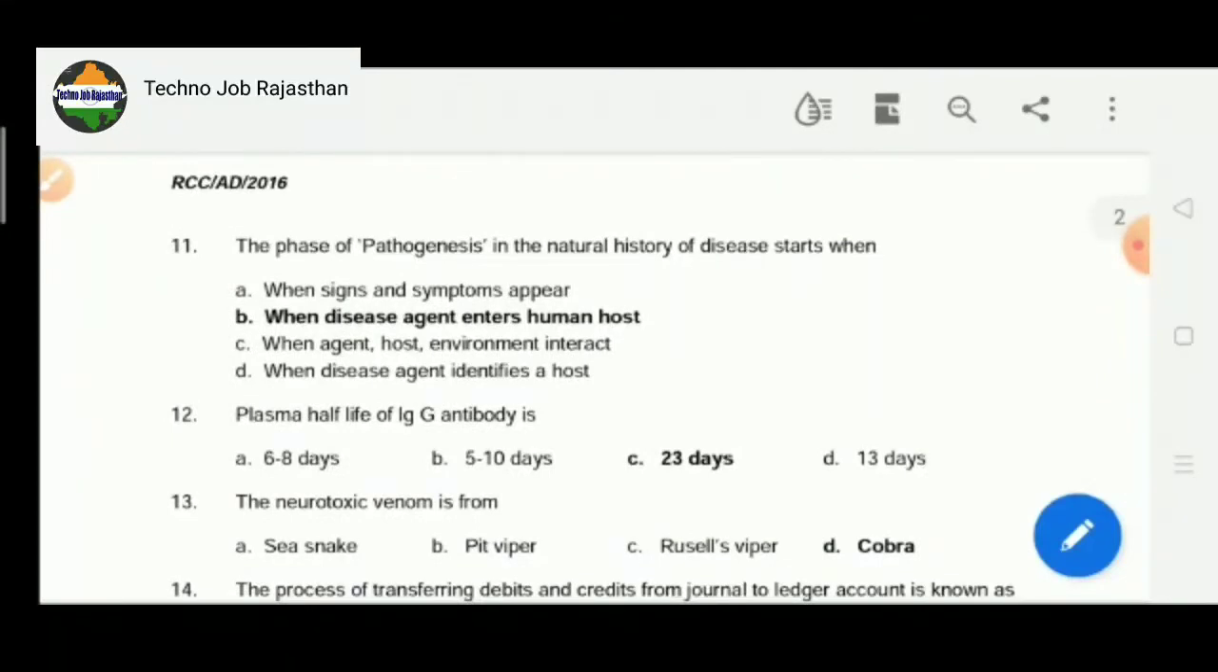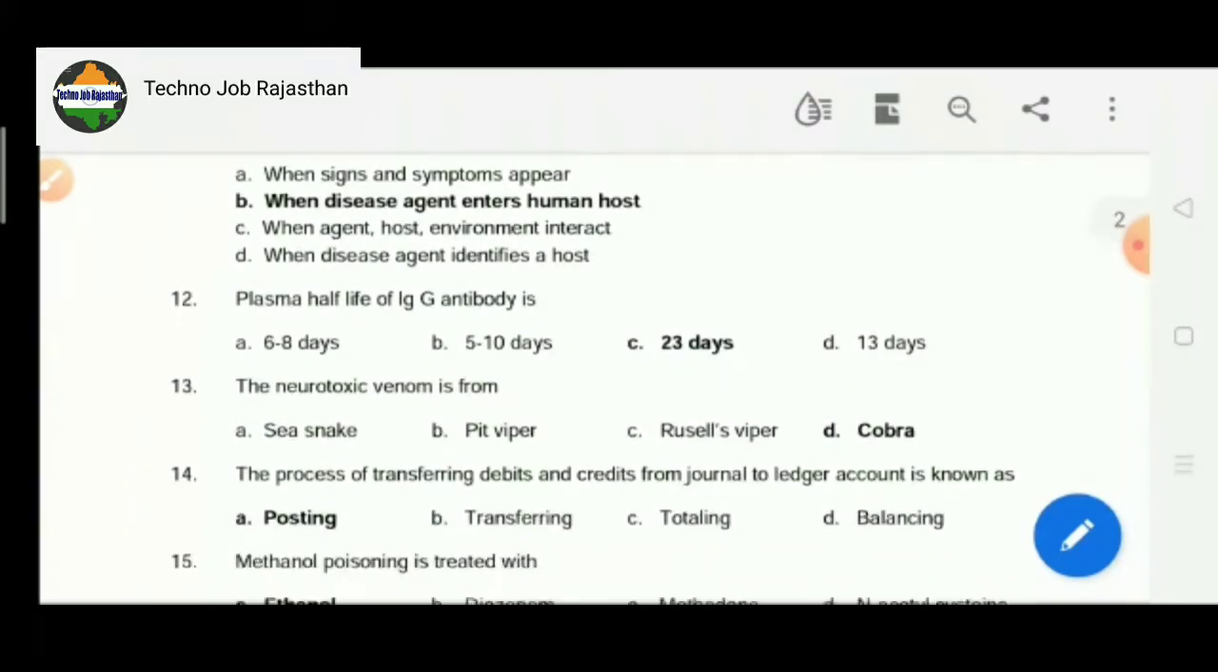Question number 11: the phase of pathogenesis in the natural history of disease starts when option A signs and symptoms appear, option B disease agent enters human host, option C agent, host, environment interact, option D disease agent identifies a host. So the correct answer is option B, when disease agent enters human host.